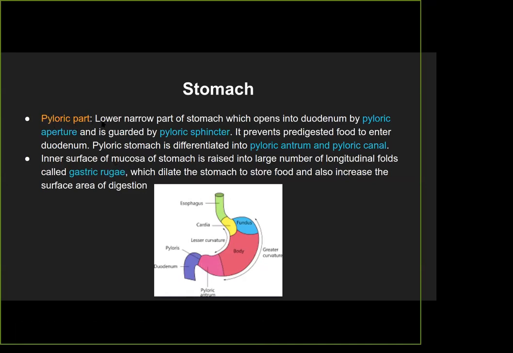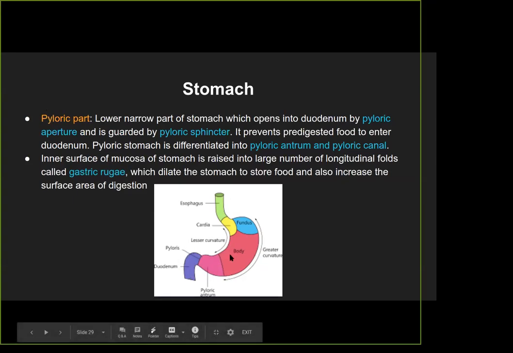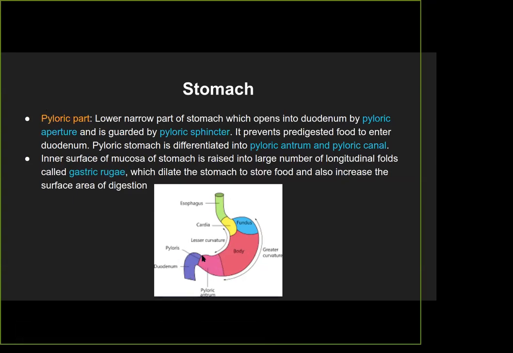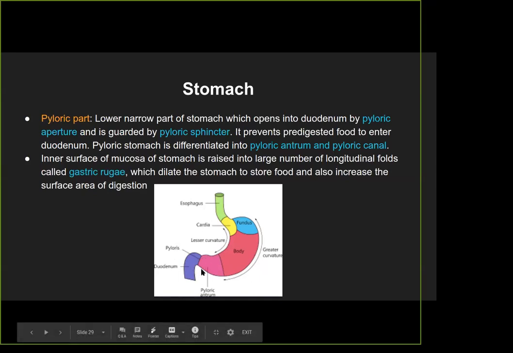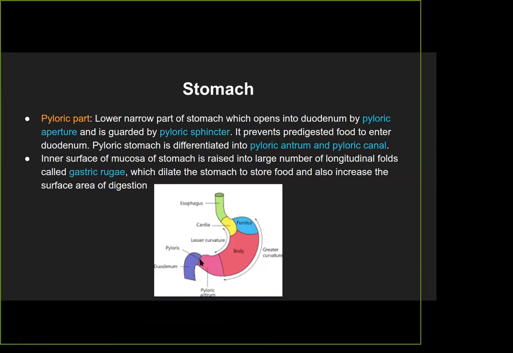This is the lower narrow part of the stomach which opens into the duodenum. So that's where your small intestine starts. This particular junction is between the stomach and the duodenum. That last part is called the pylori. This end is called the pyloric aperture. Again, aperture refers to the opening, because the pylori region opens into the duodenum.